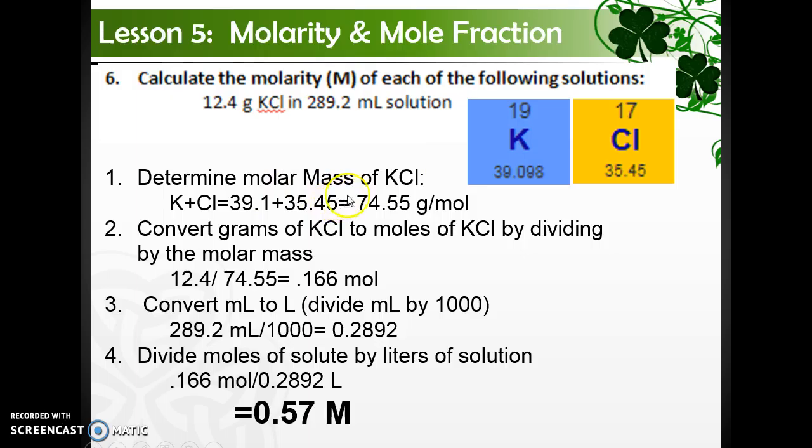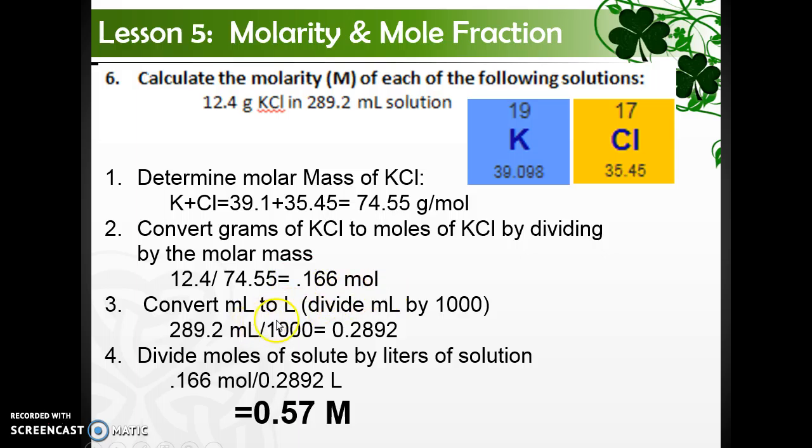So first, determine the molar mass of KCl by adding up the mass of potassium plus the mass of chlorine. That's 74.55 grams per mole. Then convert grams of KCl to moles of KCl by dividing by the molar mass that you just calculated right here in step 1. So 12.4 given to you in the problem divided by the 74.55 gives you 0.166 moles.